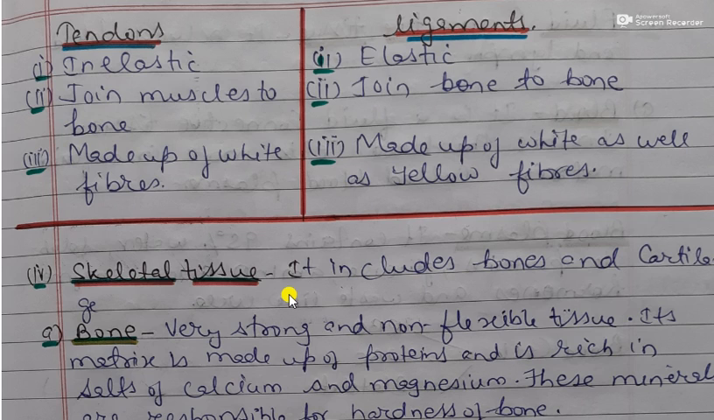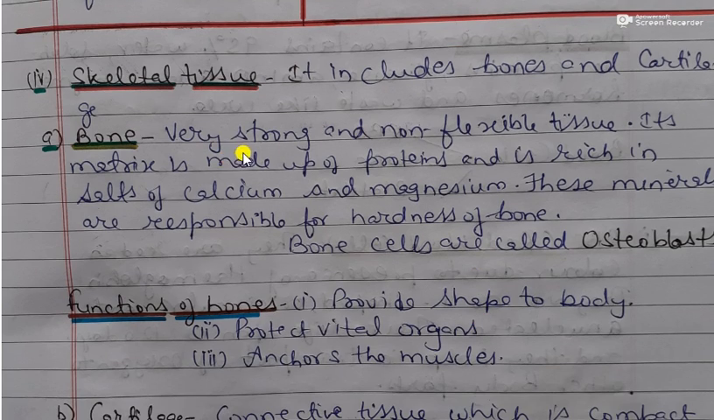Next connective tissue is the skeletal tissue. It includes bone and cartilage. Bone is very strong and non-flexible tissue. It is not flexible tissue. It is very hard and non-flexible tissue. Its matrix is made up of proteins and is rich in salts of calcium and magnesium. These minerals are responsible for the hardness of bone. So bone is hard due to the deposition of calcium and magnesium.